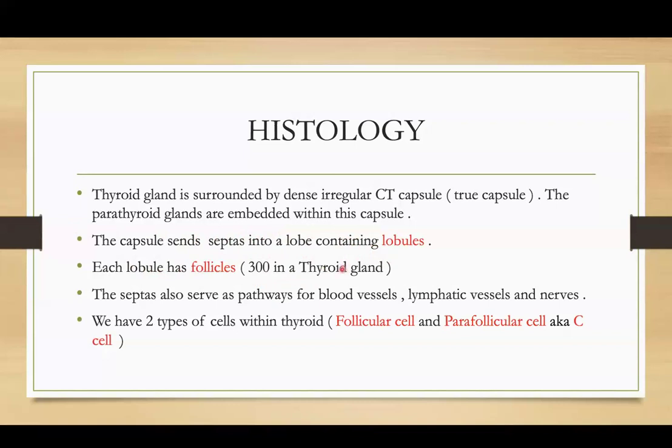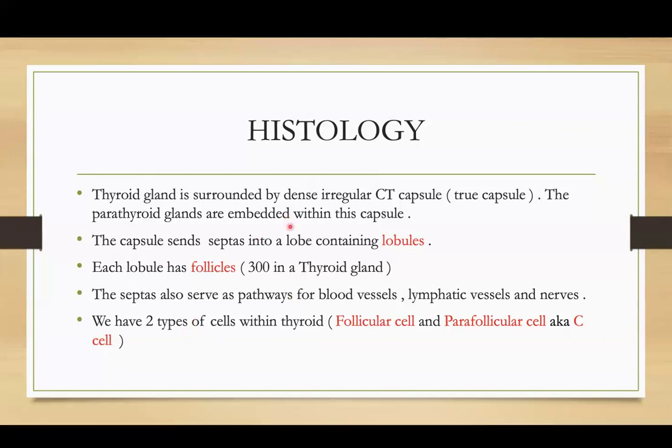And then the septas, other than making lobes, also have another function, which is making pathways for blood vessels, lymphatic vessels, and nerves, right? So basically, they make a pathway for these structures to move in. We have two types of cells within the thyroid, which are the follicular cell and the parafollicular cell. In the next slides, we'll know what they do, but the parafollicular cell is also known as the C cell because it releases calcitonin, and C for C. That's why they named it C cell.